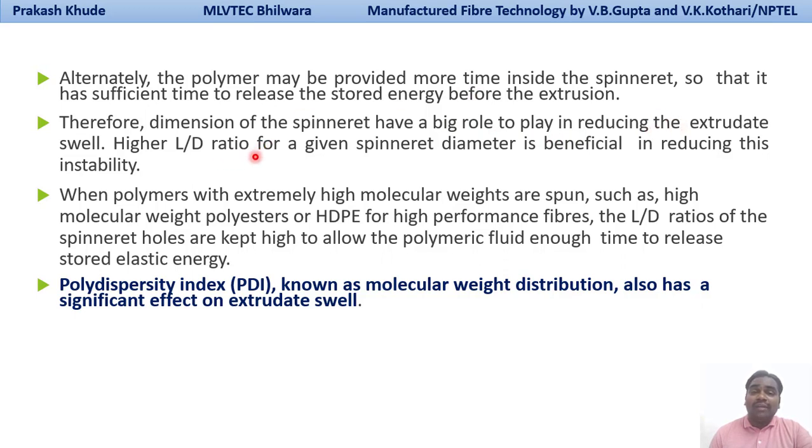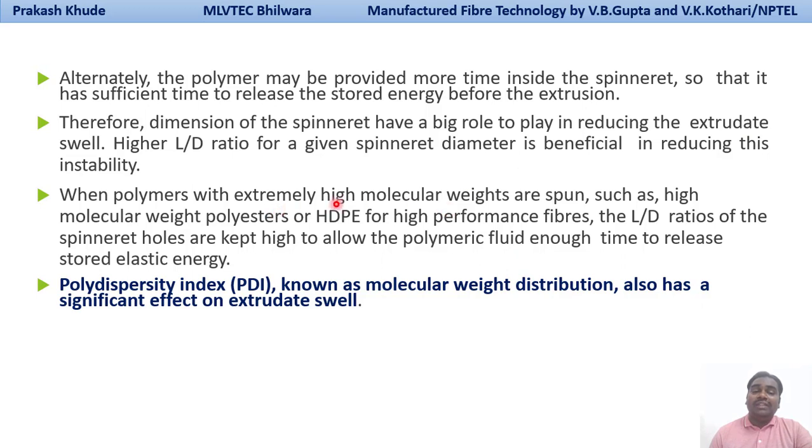A higher length to diameter ratio for a given spinneret diameter is beneficial in reducing this instability. So this dimension of your spinneret is one of the most important, playing a role in reducing your extrudate swell. If you increase the length to diameter ratio of that spinneret, that will result in reducing the instability or a reduction in your extrudate swell.